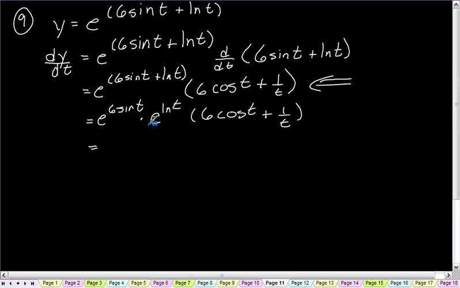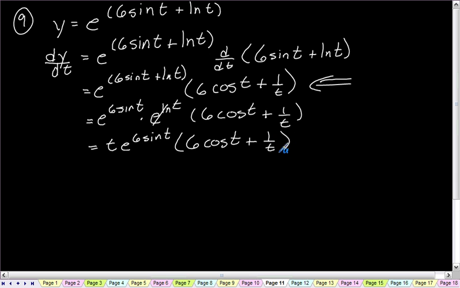This cancels this out, and we're left with t times e to the 6 sine of t times 6 cosine of t plus 1 over t.